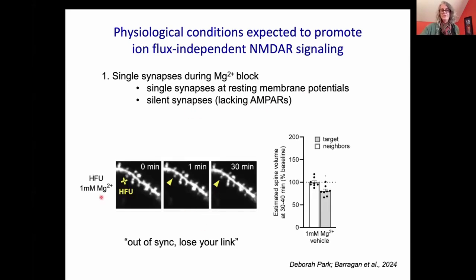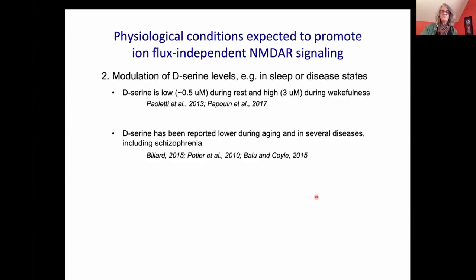So here's just an example. Here we're doing single spine uncaging in the presence of magnesium. And if magnesium is in there at physiological levels, if we just have a single synapse activated, nothing else, we see this spine shrinkage. Mutations in AMPA receptors that would cause synapses to be less effective would be expected, again, to drive this pathway. And mutations in NMDA receptors that impact perhaps the magnesium block, making it stronger, would also be expected to induce this type of change.